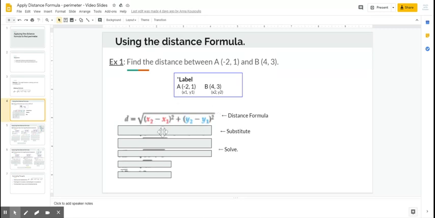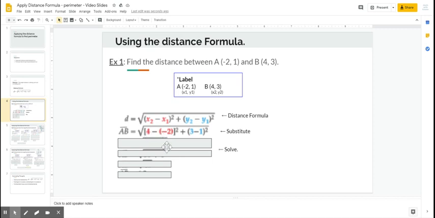So x2 minus x1, so you're going to plug in 4 minus negative 2, plus, and then you're going to have y2 minus y1. So y2 is 3 and y1 is 1, so those are the numbers that we plug in, and then we begin to solve. You always want to think of grouping symbols first, right, GEMS? So we start with our grouping symbols.